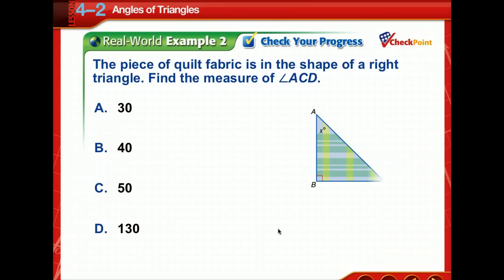Ooh, already time for you to check your understanding. So take just a moment, and I want you to pause the video, work the problem, then come back and check your answer.